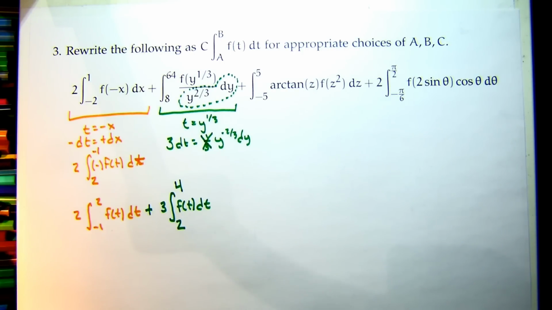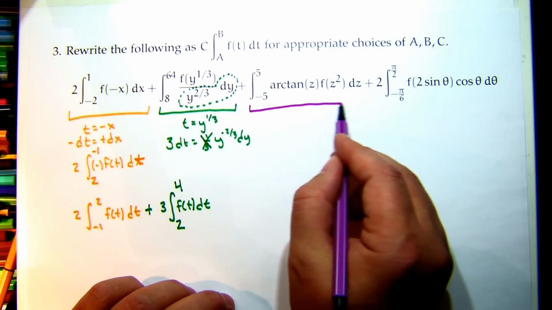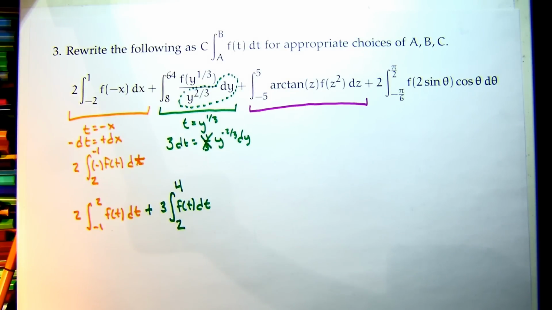Okay, so now we go to the next one. Integral from -5 to 5, arctangent of z, f of z squared. Now, we might say, hey, what if we said t equals z squared? And then we're like, ooh, wait a second. We don't have a 2z on the outside. And we have this function, arctangent. Whoa, that's kind of odd. Why is that there? It's a very odd looking function. Is there anything we can do?